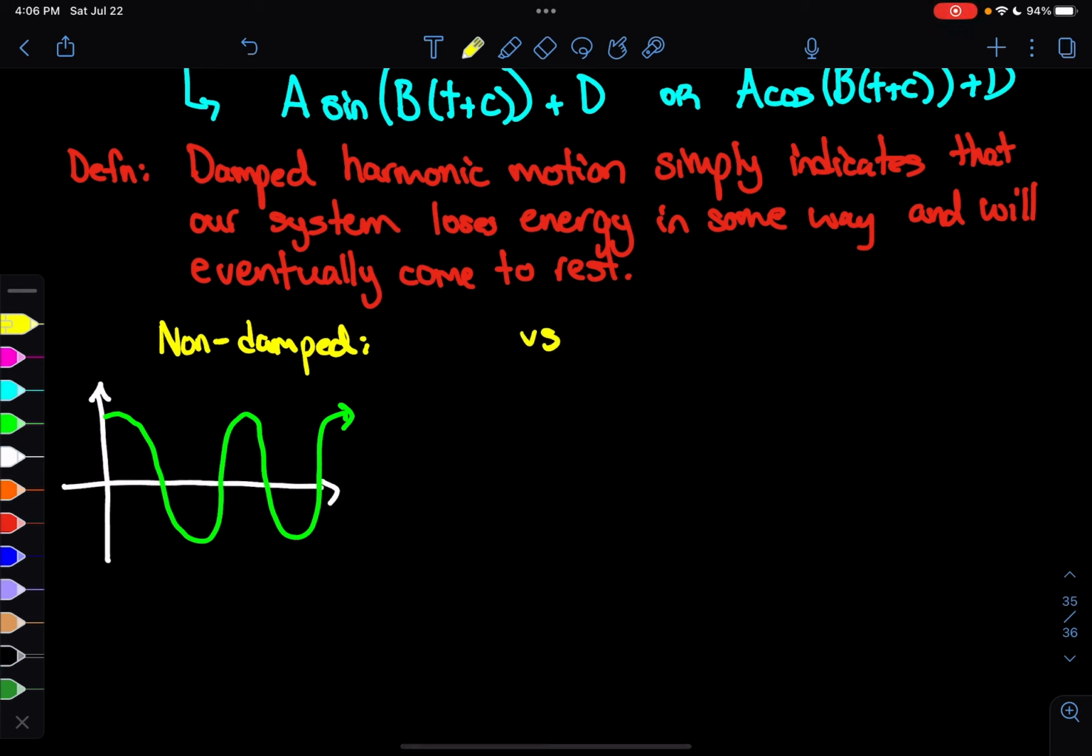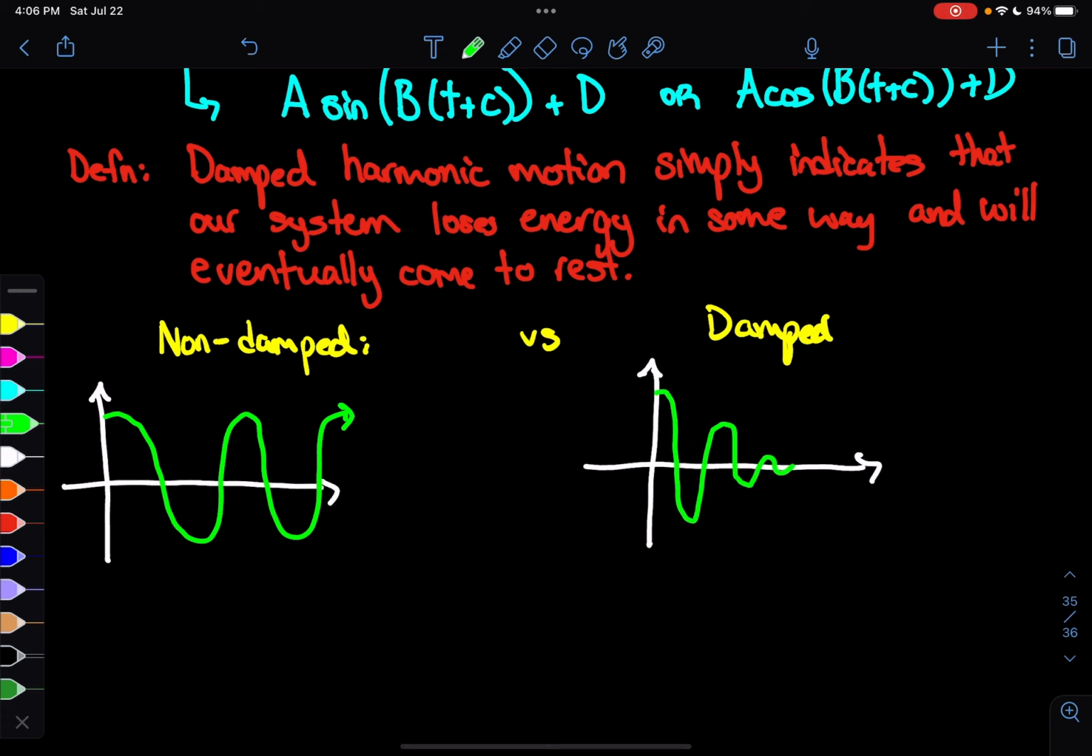Versus damped harmonic motion, which is going to look, as we've said, something very roughly like we pull it, we release, and it goes like this, and then it just kind of peters out, okay? How do we talk about one versus the other? Well, they both have the same period, because the box still goes back and forth.